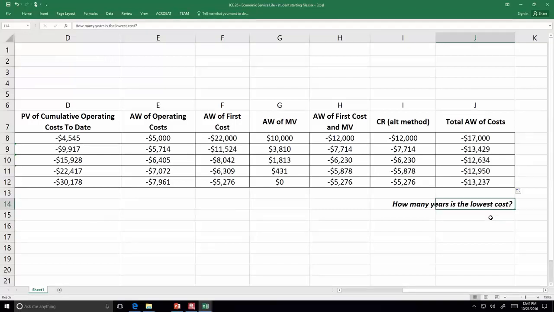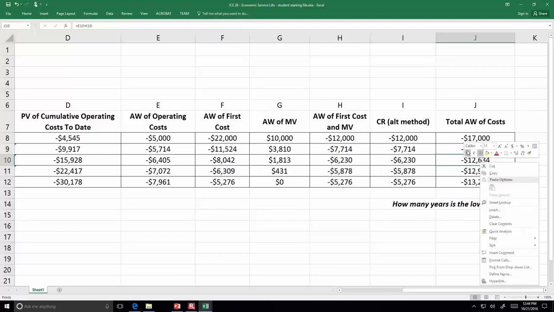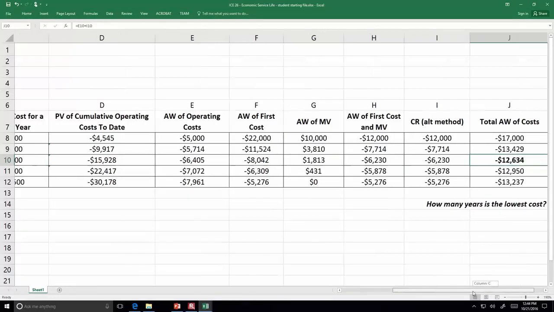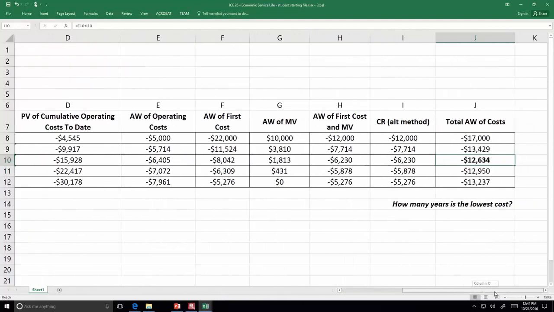Here on the template it asks how many years is the lowest cost. So it looks like this is the lowest cost. I can bold that. Look over here. It is 3 years. So what's the significance of the lowest annual cost? What's the interpretation of that? That's right. That's how long you should own the item. You should own this item for 3 years and then get rid of it.